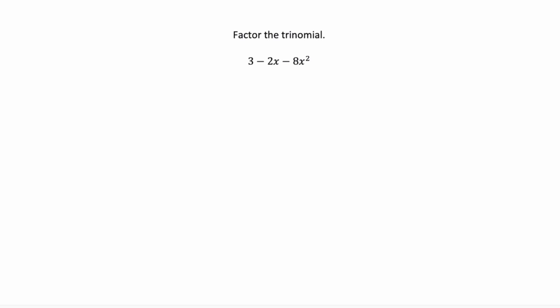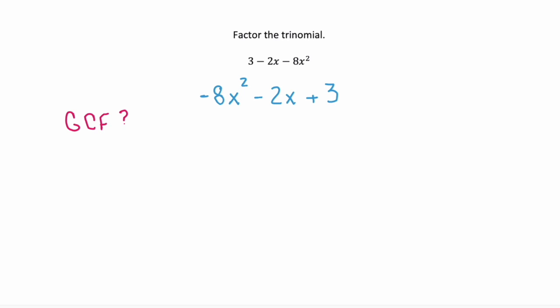Professor Baldwin here, and we're going to factor this trinomial, even though it doesn't look like a trinomial. Notice how the terms aren't in the correct order? Well, we're going to rewrite it first and put it in the correct order, or standard form. That gives us negative 8x squared minus 2x plus 3. And now that it is in standard form, or the correct order, we can go ahead with factoring.